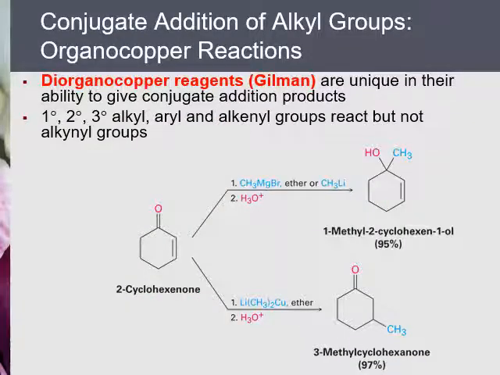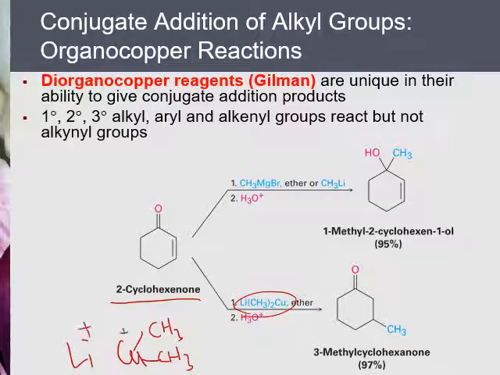Some nucleophiles prefer 1,2 addition, others prefer 1,4 addition. For example, when cyclohexenone is treated with a Gilman reagent, the Gilman reagent is a lithium diorganocopper reagent. In this case, it's dimethyl: two methyls connected to copper with lithium as the counter ion.